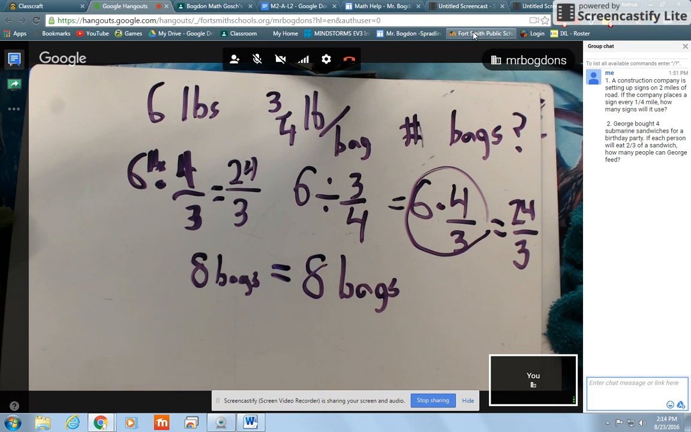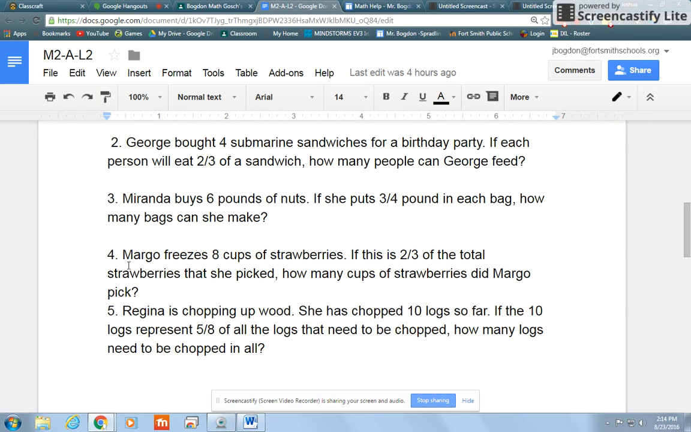So let's look at the next problem. Margot freezes 8 cups of strawberries. If this is 2/3 of the total strawberries that you picked, how many cups of strawberries did Margot pick? Okay, so what's some important information I can write down?